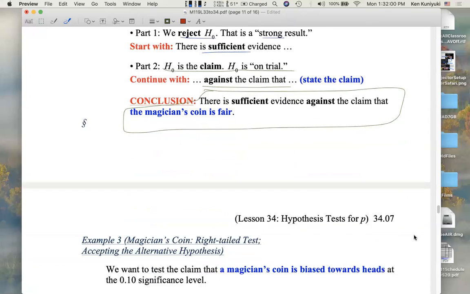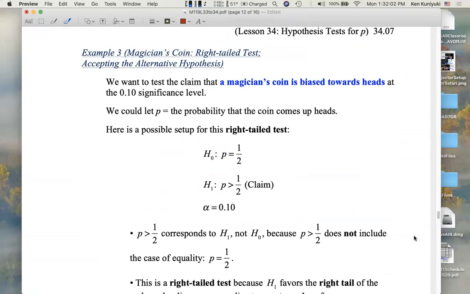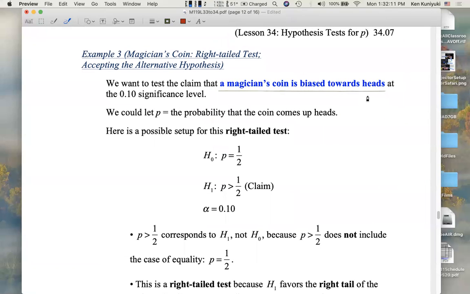Next up. Here, we're going to test the claim that a magician's coin is biased towards heads. This no longer includes the case of equality. It's going to be the alternative as the claim. The claim will be the alternative hypothesis. A magician's coin is biased towards heads.